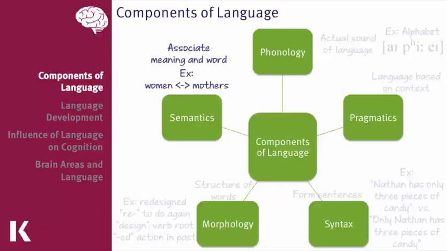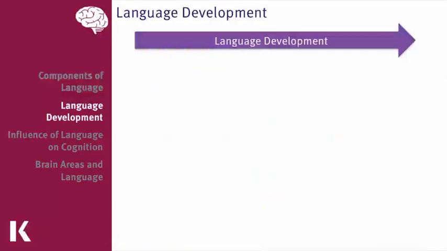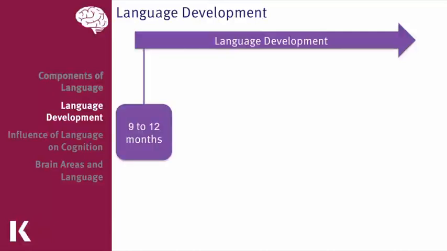Now that we've broken language down into its components, let's explore how language develops throughout childhood. Language is essential for interacting with society, and it develops over 5 stages through childhood. At about 9 to 12 months, the child begins the precursor to language, which is called babbling. Babbling is essentially sounds that have no identifiable meaning.